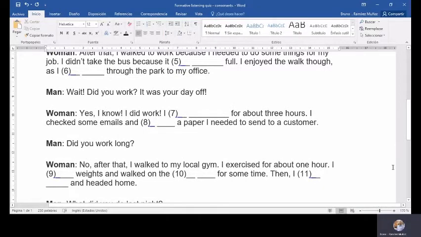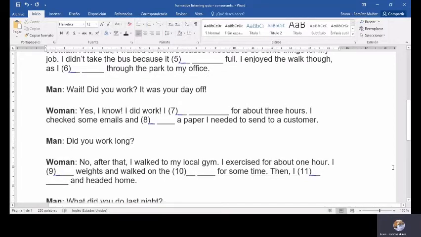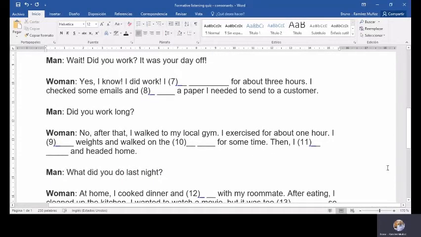Wait, did you work? It was your day off. Yes, I know. I did work. I worked for about 3 hours. I checked some emails and finished a paper I needed to send to a customer. Did you work long? No, after that, I walked to my local gym.